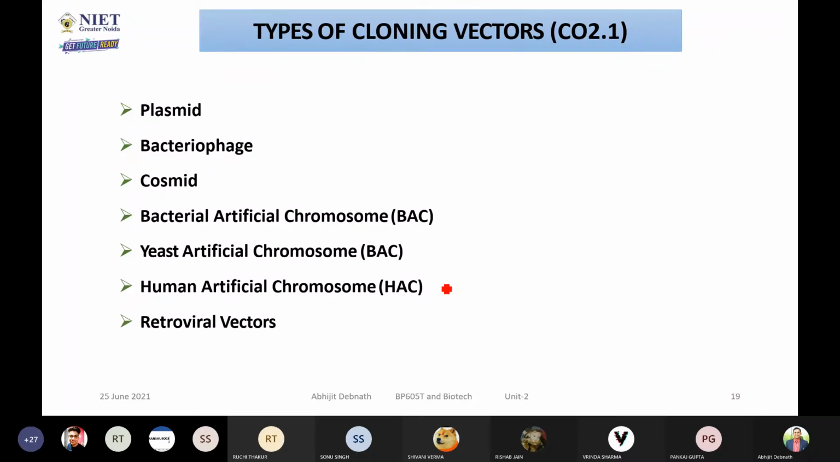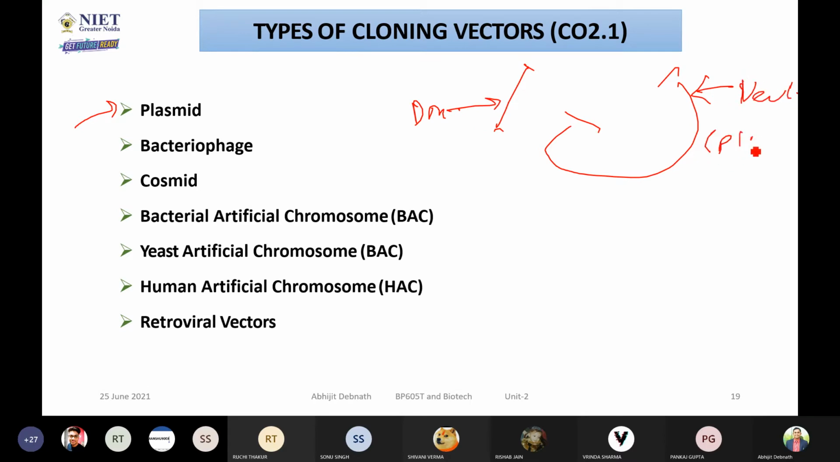Now come to the types of cloning vector. What are the various types? One of the types is plasmid. I hope you remember that in my last 3 or 4 lectures, several times I have used the word plasmid. When I gave you examples, various times I told you this is the donor and this is the particular vector. I told you the vector is a plasmid. Apart from plasmid, which is used in maximum cases, that is why I took the name plasmid.